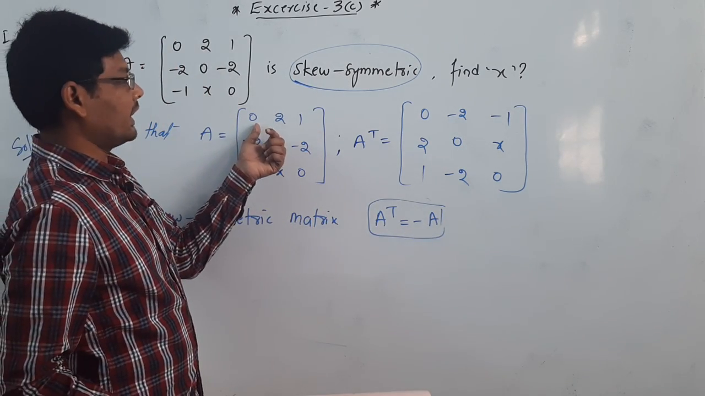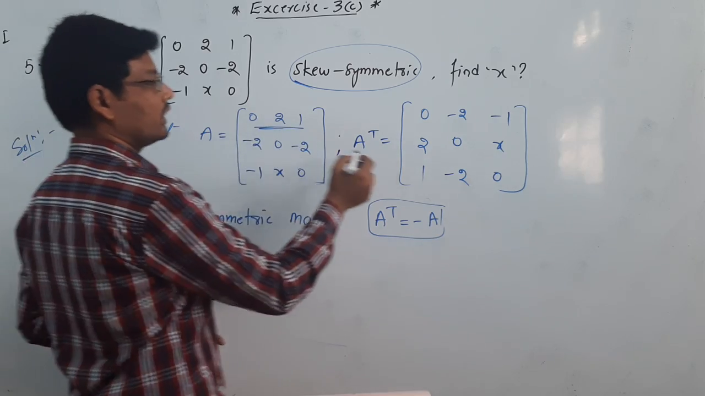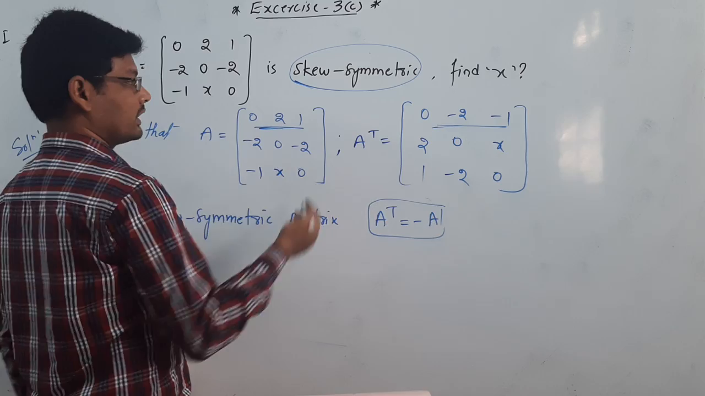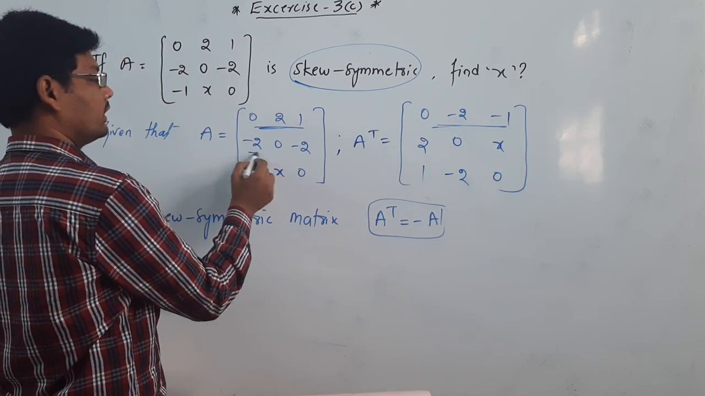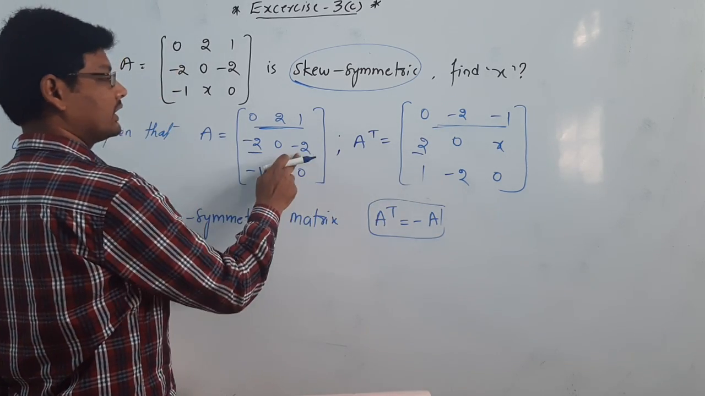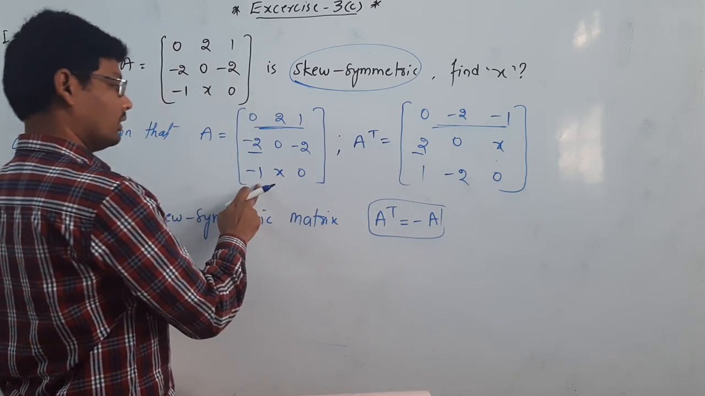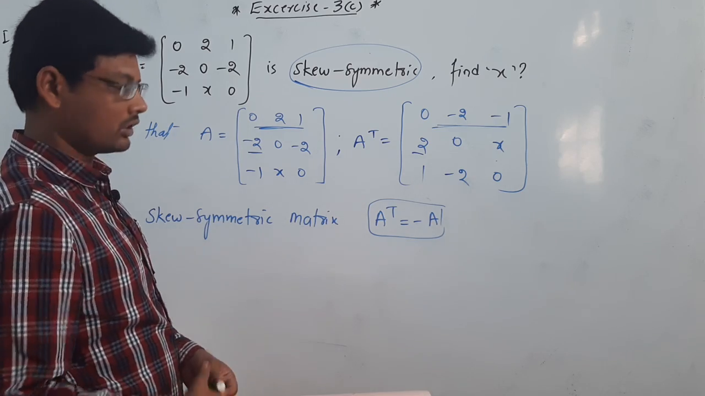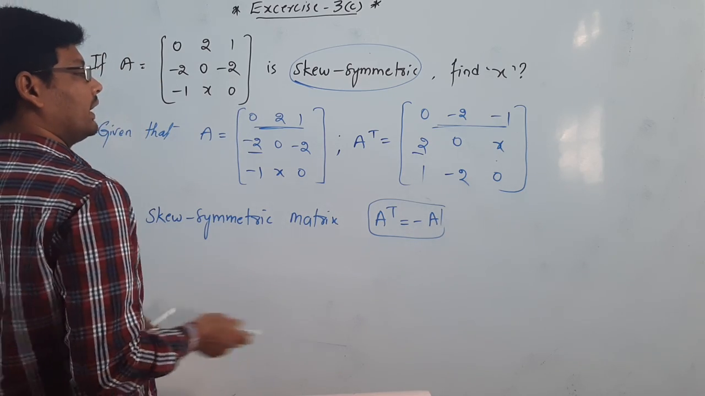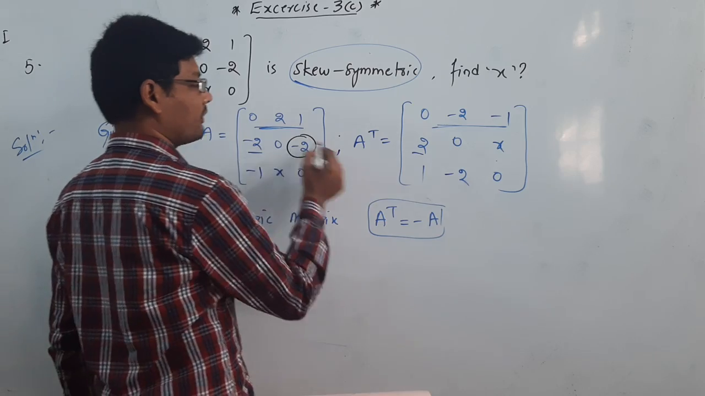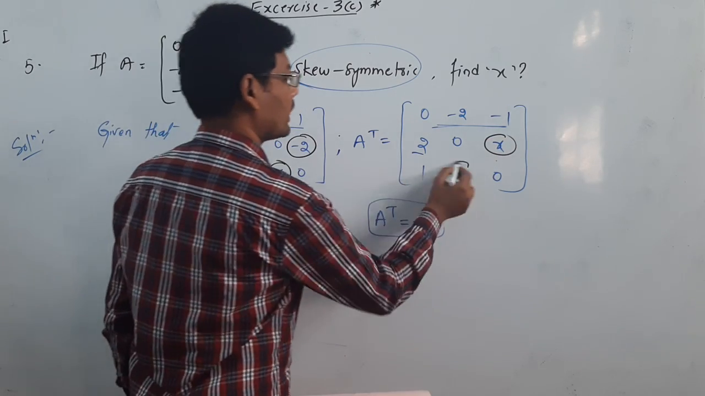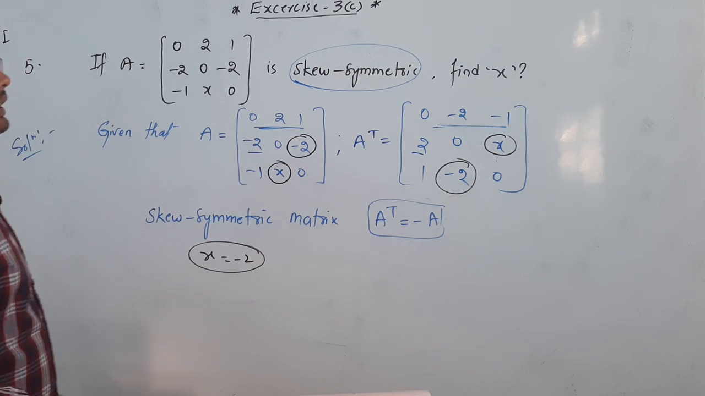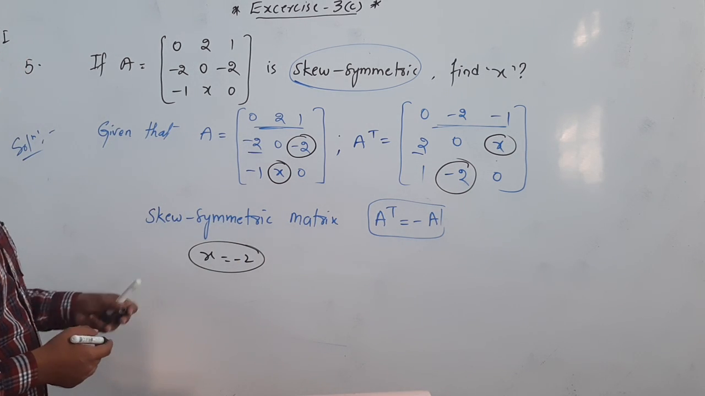Here in column 1 all are positive, and here all are negative. 0 multiplied with any sign is 0 only. Here minus 2 becomes plus 2, and this is minus 2, this is x. Here minus 1, this is positive. The signs are interchanged here, so this is a skew symmetric matrix. After comparing the corresponding elements of x, the x value is minus 2. Here he asked to find the x value.